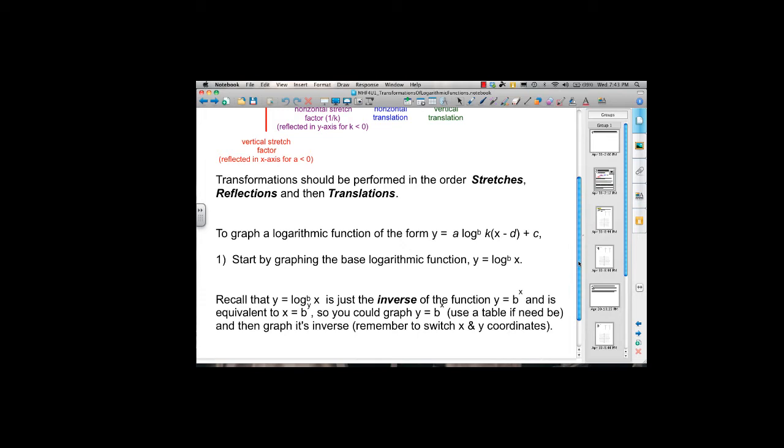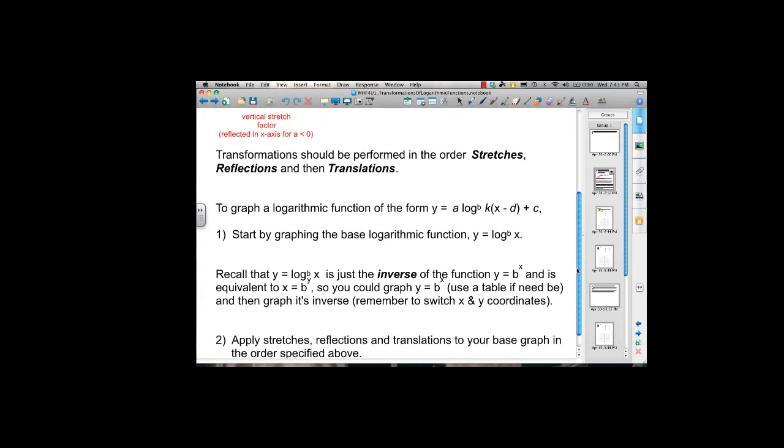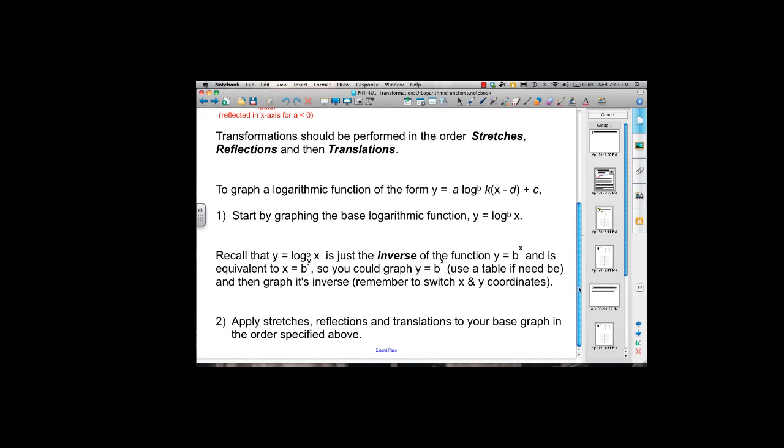Again, you just have to picture switching the x and y coordinates of the corresponding exponential that the log-based function is the inverse of. Once the base is actually plotted, then it's just a matter of applying the appropriate transformations, and again in the correct order: stretches, reflections, and translations.